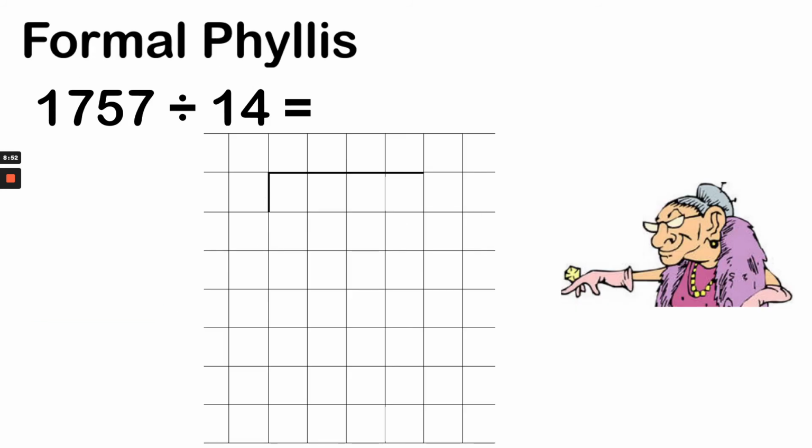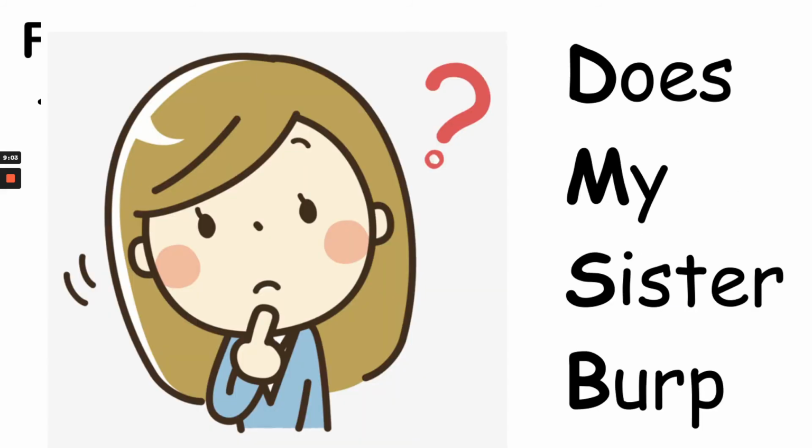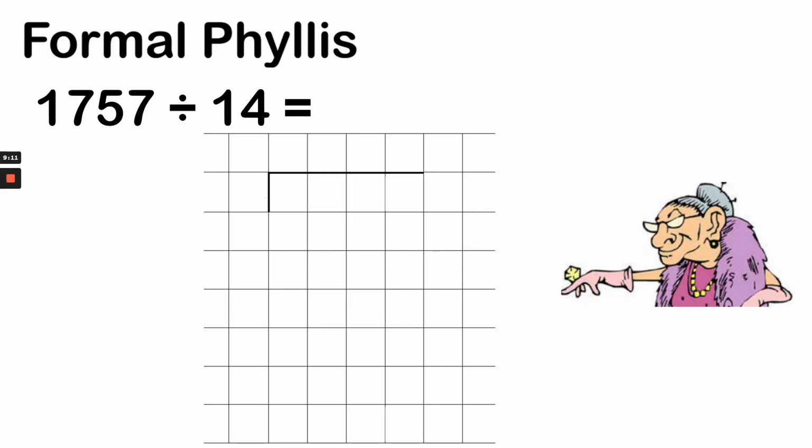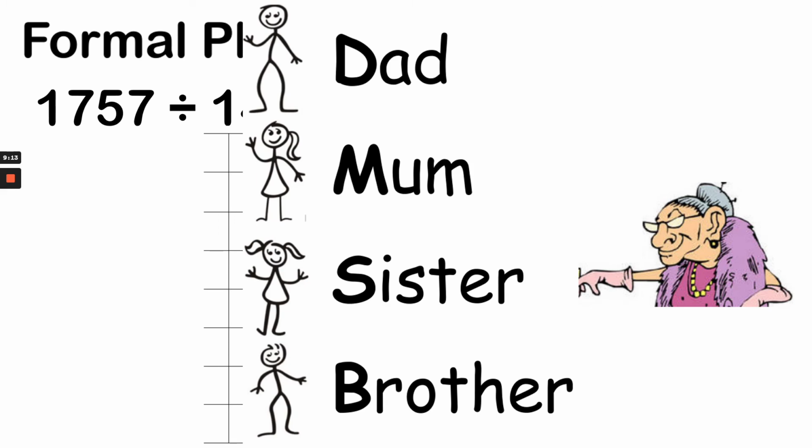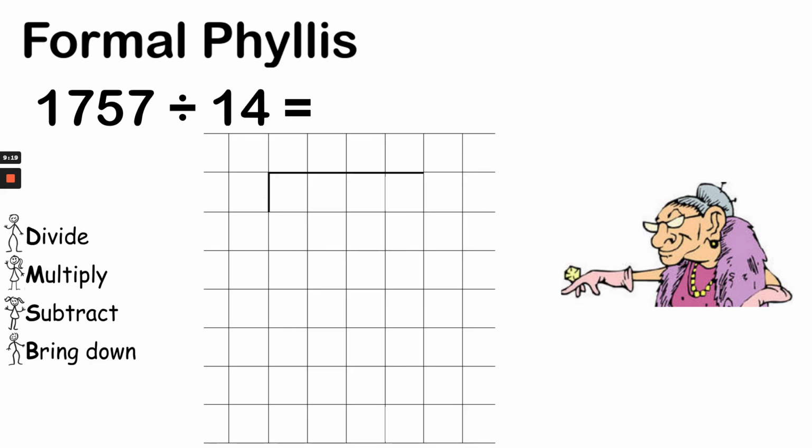All right, last one for the day, Formal Phyllis. Phyllis is going to use formal written methods for this long division question. As always, we ask the very important question: does my sister burp? This reminds me of the order to do long division. Dad, Mum, Sister, Brother.